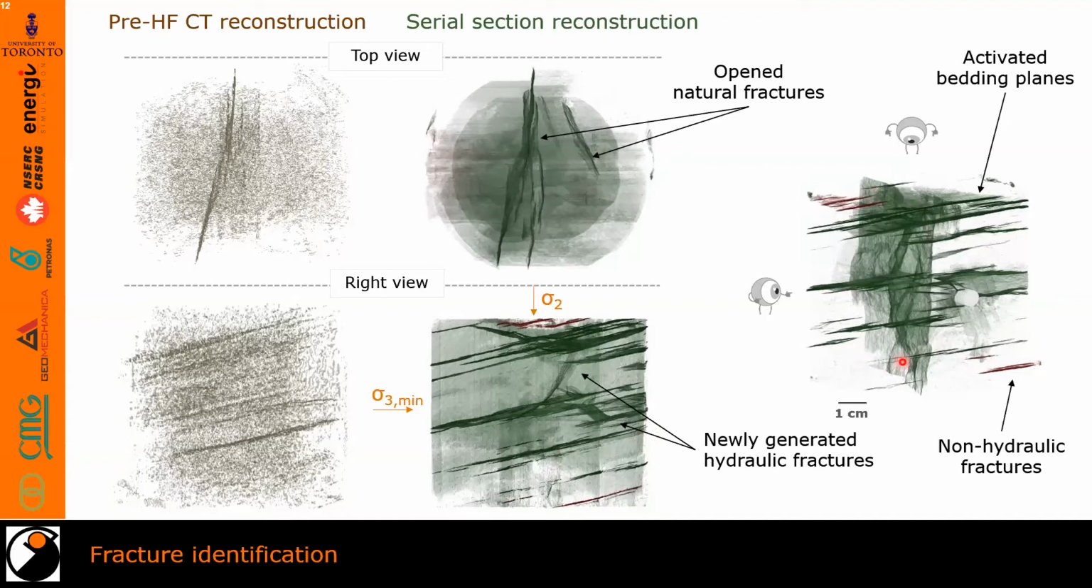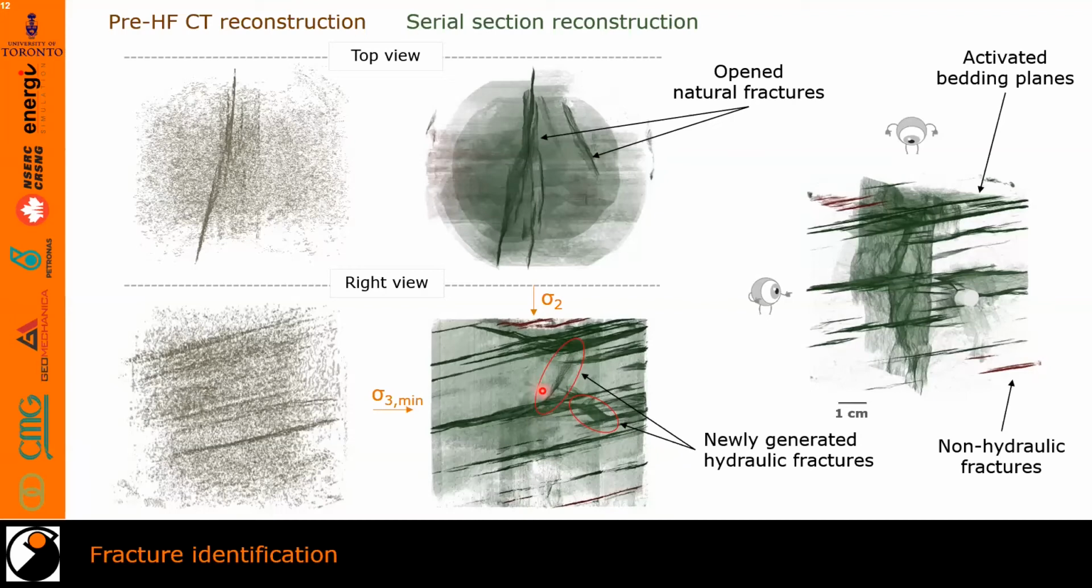This subvertical fracture here exists in the sample before fracturing. It is a natural fracture that was further opened by hydraulic fracturing. In addition to the natural fractures and bedding planes, newly generated fractures were also observed, which we can see from the right view.